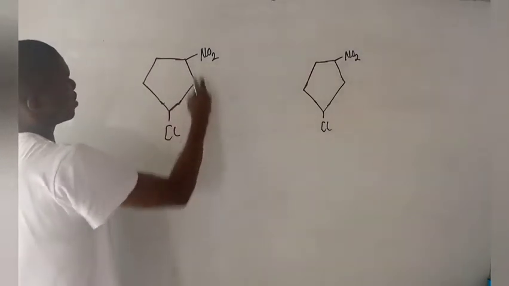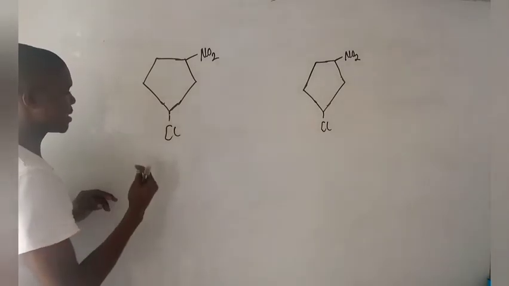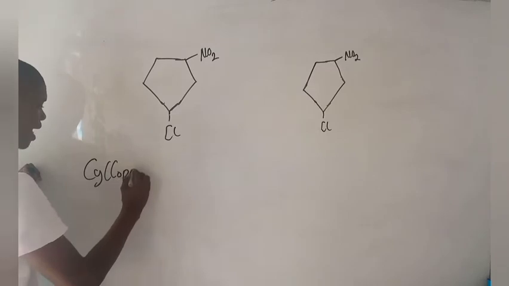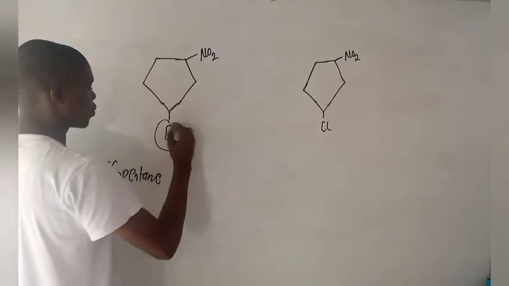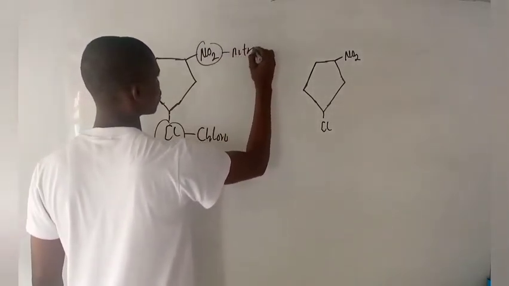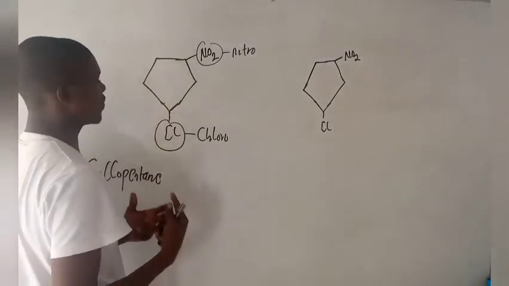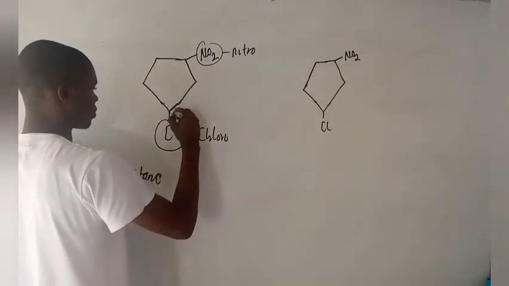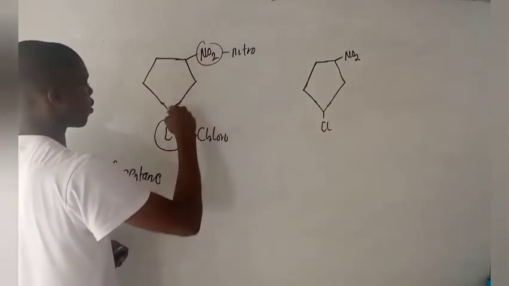Remember the cyclic compound is 1, 2, 3, 4, 5, cyclopentane. So the parent chain is called cyclopentane. Now here we have chloro, and here we have nitro as substituents. 2 substituents here, right? So which one has my carbon 1? It's very easy. C comes first in alphabetic order. So here will be my carbon 1. So I have 2 options. I can start from here to here or from here to here.